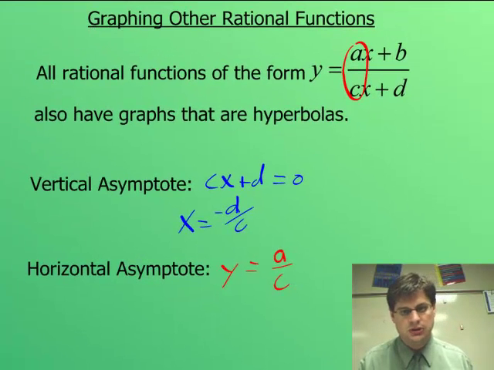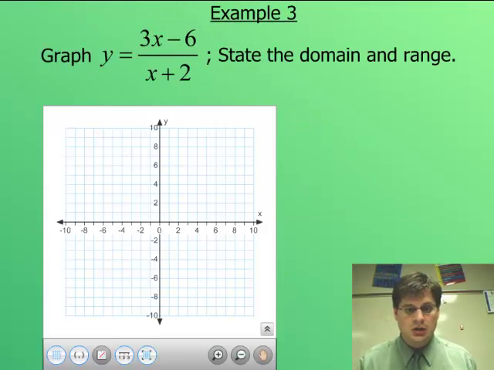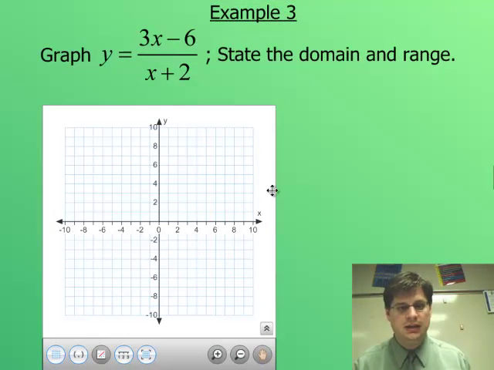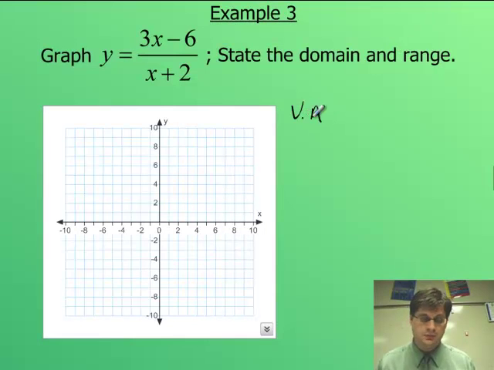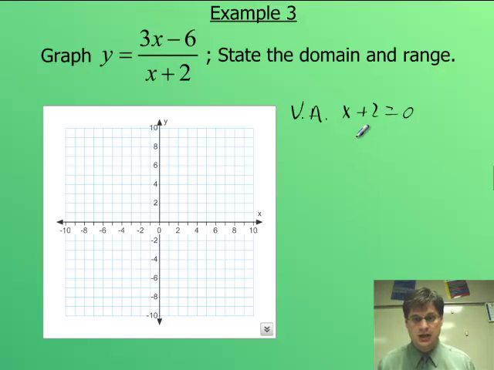So let's look at one of those examples. Here I want to graph y equals 3x minus 6 over x plus 2. And we want to state the domain and range. So we're going to start off and find our asymptotes. The vertical asymptote, as I said, can be found simply by taking the denominator and setting that equal to 0. So thus x would equal negative 2.